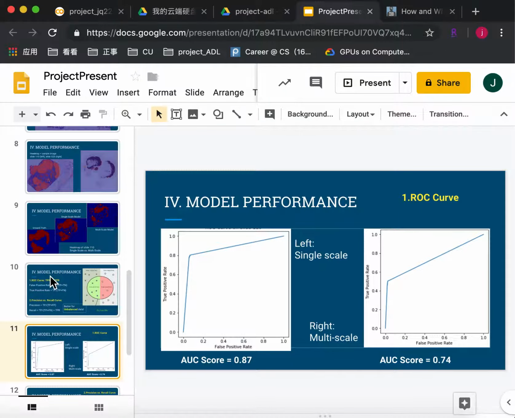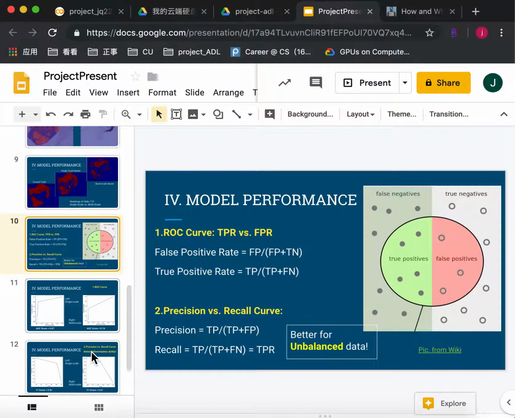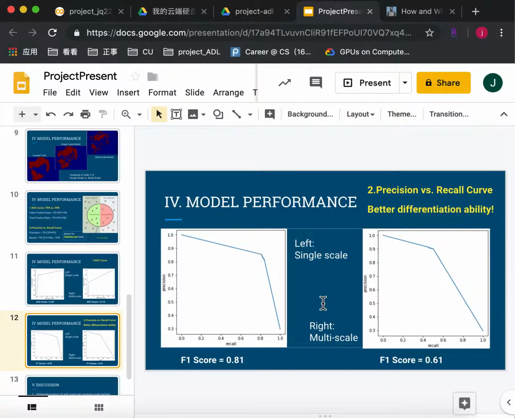We could also use the precision and recall curve when there is unbalanced data, especially when there are many examples of class 0 but only a few examples of class 1. Like here, we have many more patches of non-tumor regions than tumor regions. So let's look at this one.